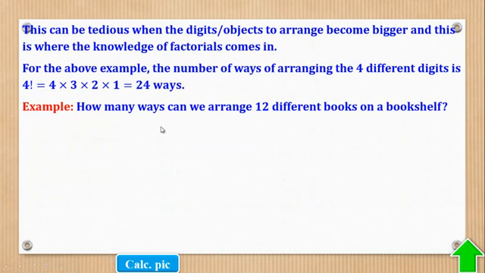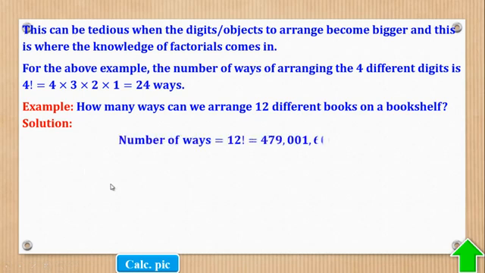An example is, how many ways can we arrange 12 different books on a shelf? There are 12, and if you want to go through manually, it will become tedious. So the best thing is to remember the knowledge of factorial, and you say that the number of ways will be 12 factorial, which is this. I think you realize that making a list of these, millions of them, becomes tedious. So it's for that reason that factorials are there.